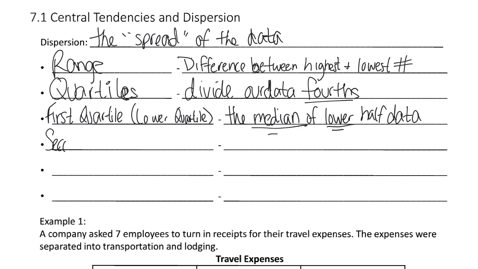Our second quartile is simply the median of all the data, or the middle. It's also called the middle quartile. So the second quartile, I struggle to write quartile, sorry. Second quartile and middle quartile is simply the median of all the data.